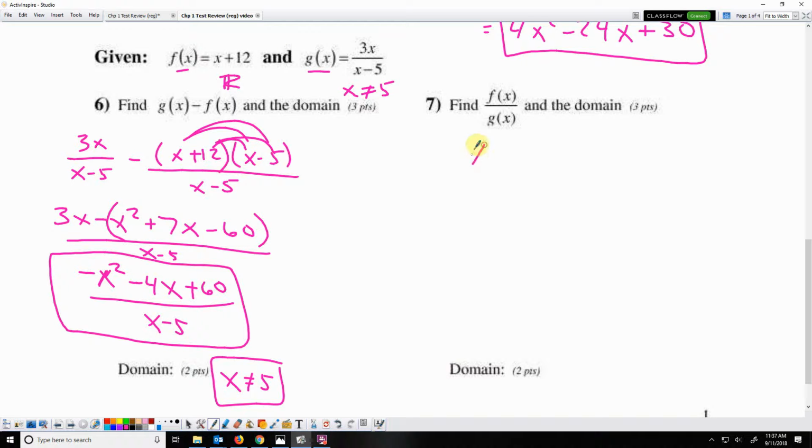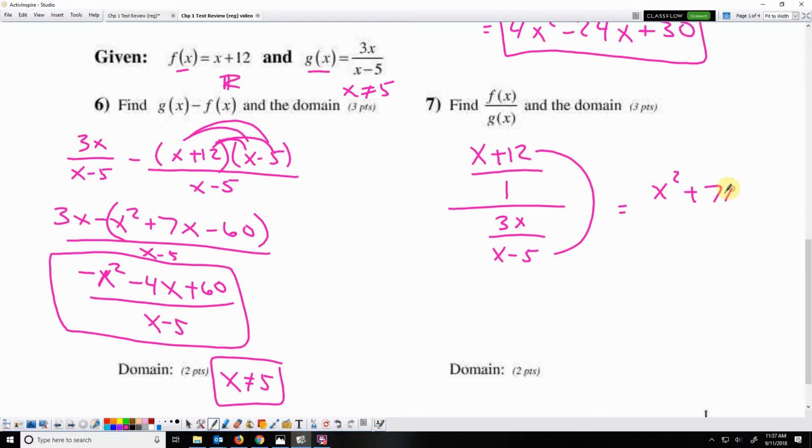f of x divided by g of x. I'm going to go ahead and put f of x over 1 and divide that by g of x. Okay, so our shortcut is to multiply this outer loop. And we've already multiplied x plus 12 by x minus 5 and gotten this right here. So that's x squared plus 7x minus 60. And the inner loop, we multiply those to get our denominator, 3x times 1.